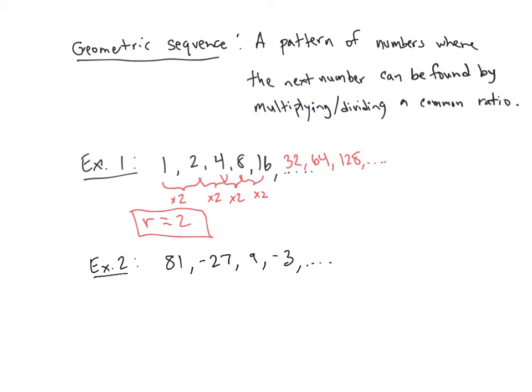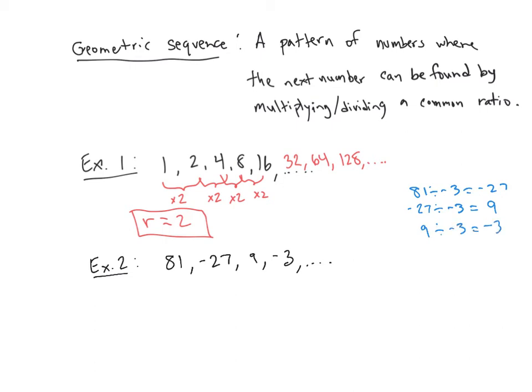Now, we can think of it as dividing by 3, right? I can know that 9 divided by 3 makes 3, 27 divided by 3 makes 9, 81 divided by 3 makes 27. But I'm going to have to divide by a negative, because 81 divided by negative 3 makes negative 27. Negative 27 divided by negative 3 is going to make positive 9, because a negative divided by a negative makes a positive. And positive 9 divided by negative 3 is going to make negative 3.